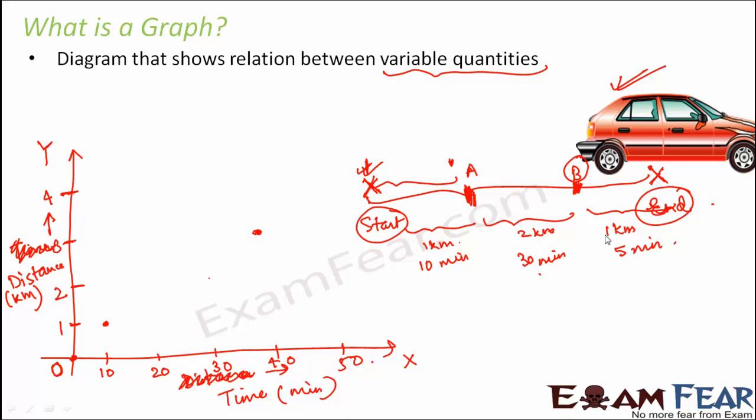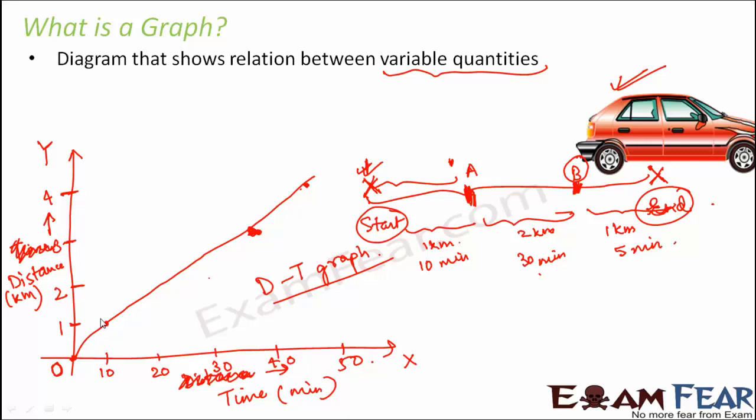And finally, when it reaches, it had traveled how many kilometers? Total 4 kilometers, the entire distance, and the total time taken was 45. So 4 kilometers and 45, somewhere here. So, and then you join all these points, something like this. And this is known as the distance time graph. So when you look at this graph it tells you how the particular car was moving. So at this point, this was its speed. At this point, it traveled this much distance. So this is how a distance time graph looks like.